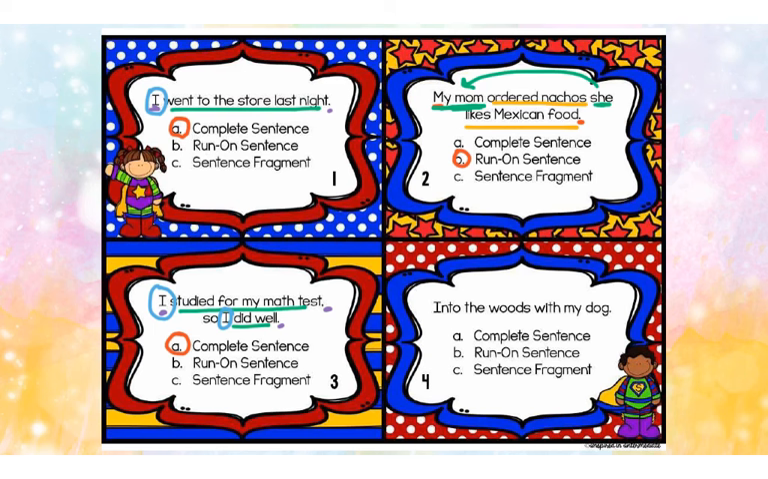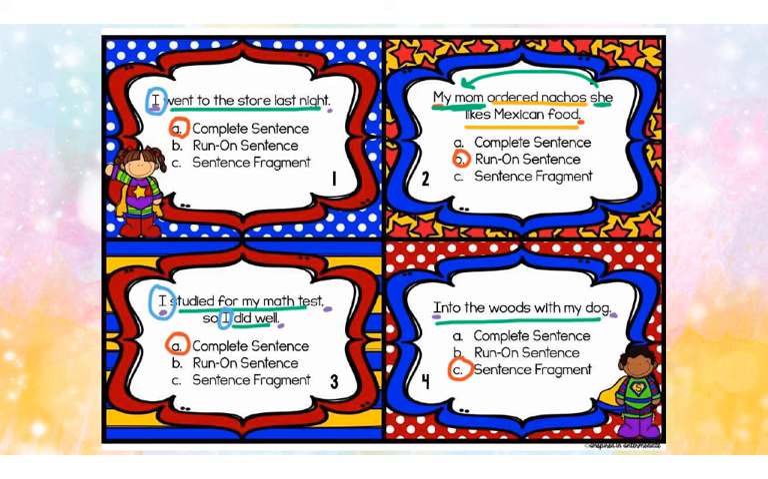And our very last example, number 4, it says, into the woods with my dog. Well, let's look at this. I think that we have a capital letter here, and we definitely have a period. So what do you think our subject is? What's the who in this? Into the woods with my dog. I don't think we have a who. It tells us what we're doing. We're going into the woods with our dog, but it doesn't give me a subject. So this, my friends, is a sentence fragment.